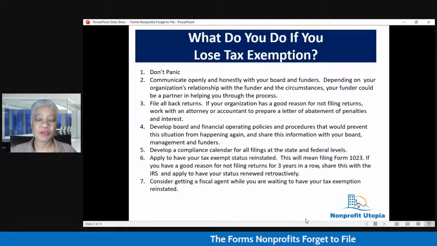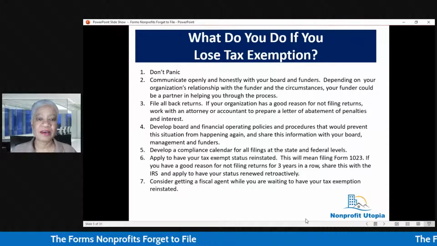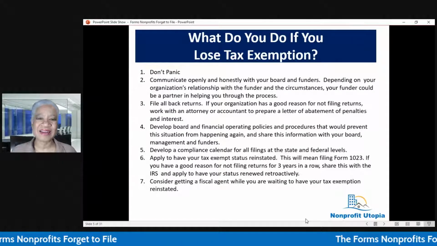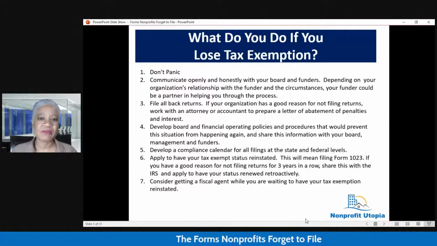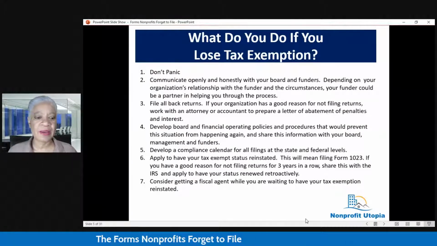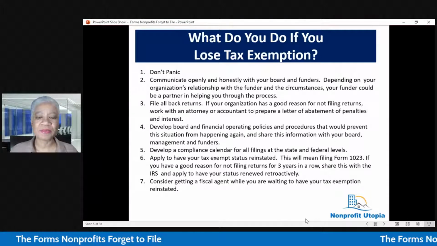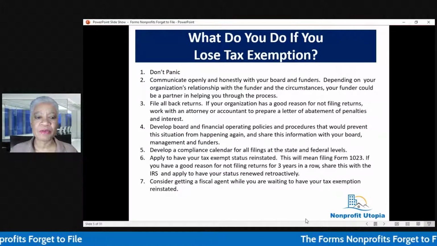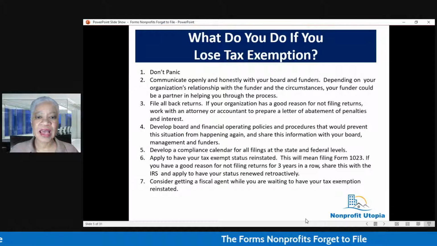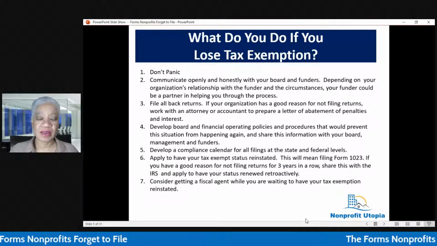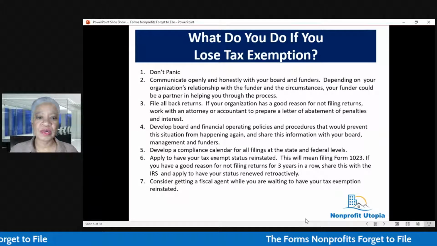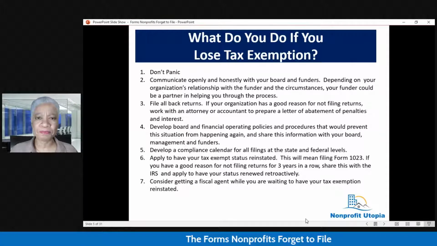Also, you need to communicate with your board, your funders, and any other stakeholders. This is not necessarily something you want to tell the community about, but if asked, you definitely need to be open and honest. But you definitely want to keep in contact with your board members, your staff, the people who are giving you money, and people who could potentially give you money, just to make sure that they are on board.